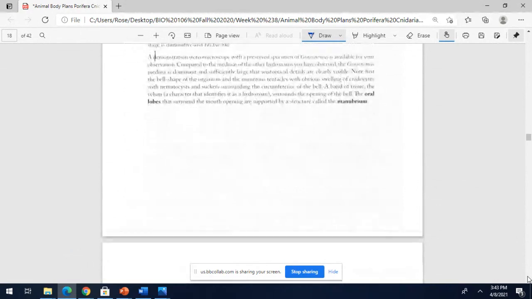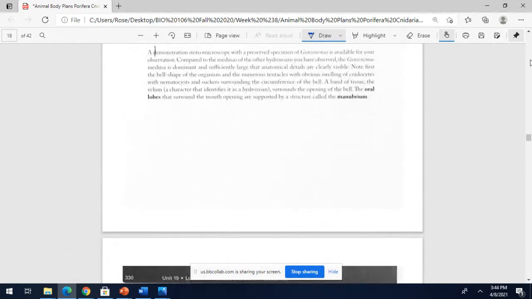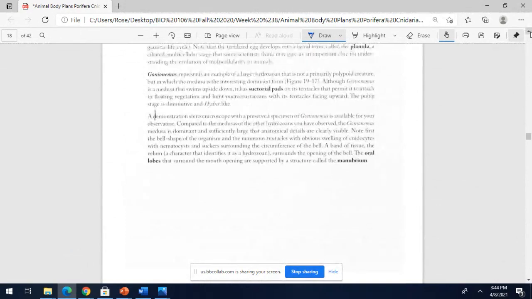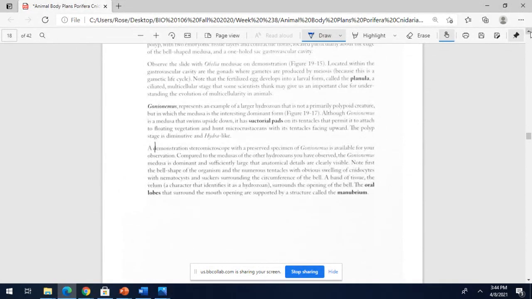Obelia. Okay. One thing about the Gonionemus, they swim with their mouths facing upward. The others swim with their mouths facing downward. So this medusa of the Gonionemus, this is what we're doing now. You need to say that the bell opening, this is what surrounds the opening of the umbrella shape. Here, we need to know this word.